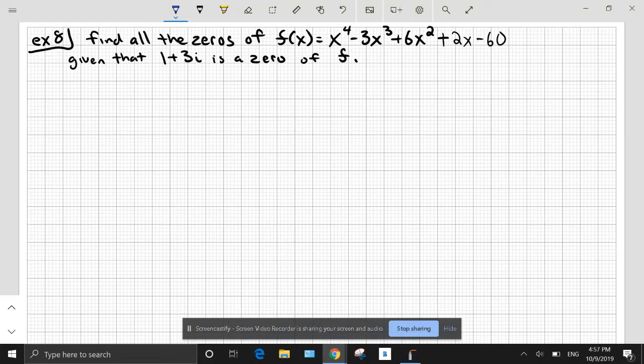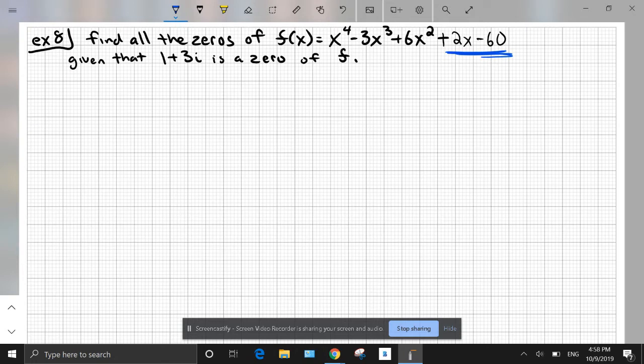For example number 8, we're going to find all the zeros for our polynomial. So make sure that you write here. I think I made a mistake on this screenshot. It said minus 60 and it did not have the plus 2x, so make sure that you add the 2x to the polynomial. This one, they give us that 1 plus 3i is a 0 of f.